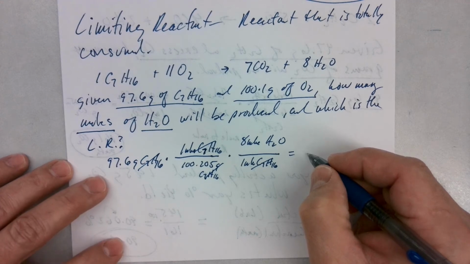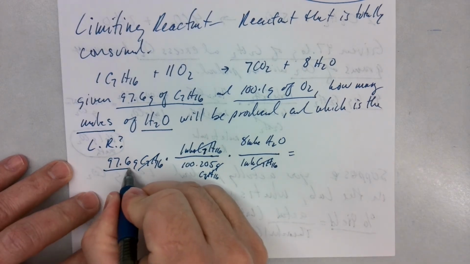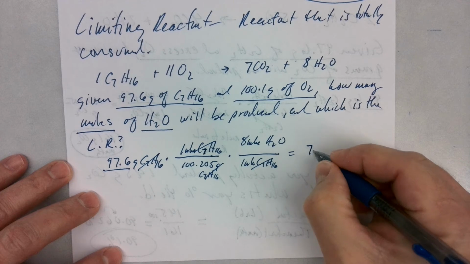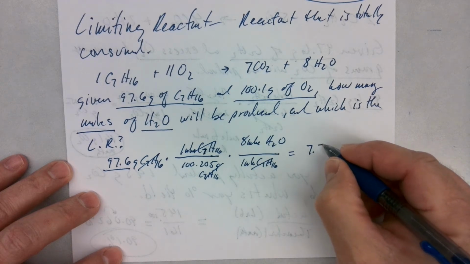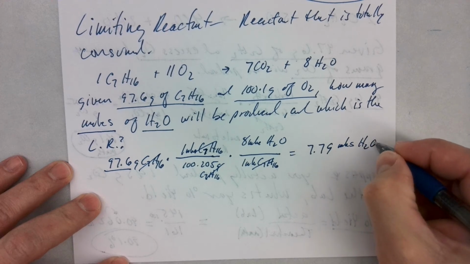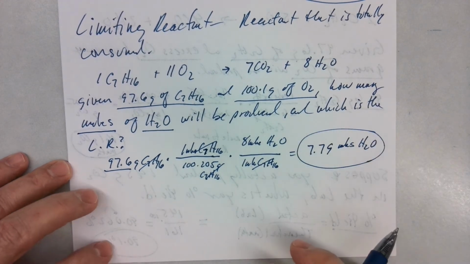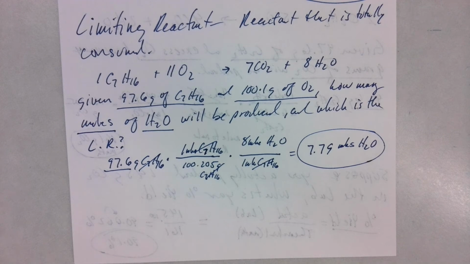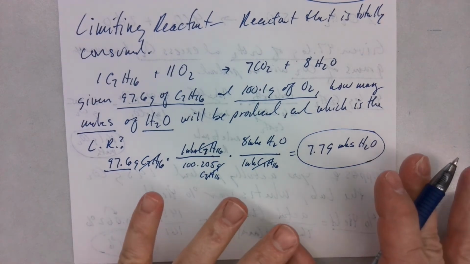And I don't care if you go right to sig figs, that's fine. How many sig figs does my answer need to have in it? 3. 3 sig figs. 7.79 moles of H2O. Anybody else get 7.79 moles of H2O? Alrighty, so that's one answer. I'm just going to keep that for a minute.